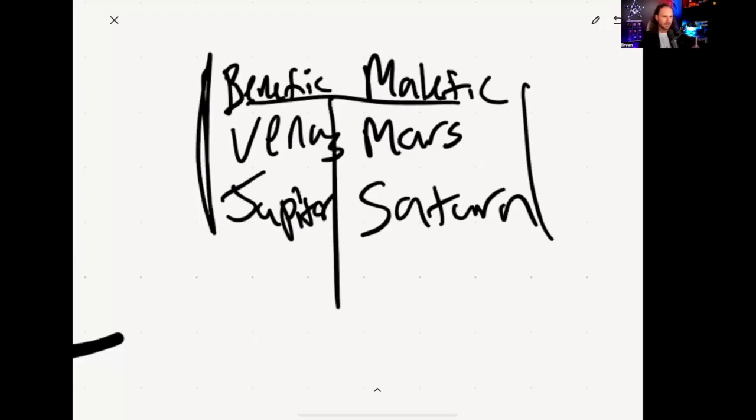Some Q&As. What does a void of course moon mean? A void of course moon is when the moon is not aspecting anything in transit. So say we definitely don't have one right now with the moon in Leo.